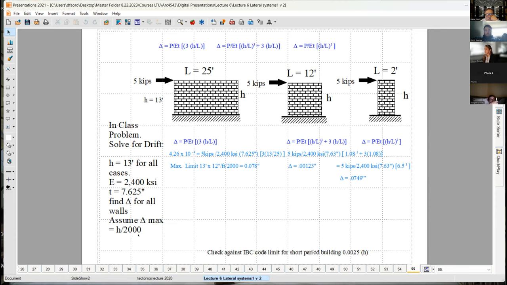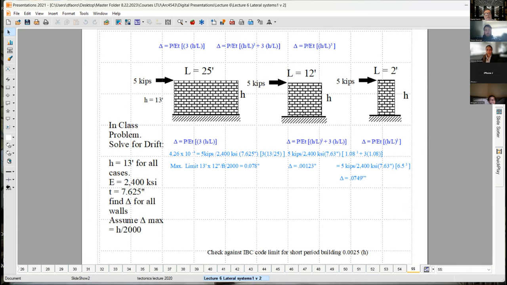And if we move to the far right-hand side, we're going to have P divided by ETH over L cubed. Working that one through, we should wind up with 0.0749 inches. So we're constantly moving. Our value here, 4.26 times 10 to the negative 4, was the smallest value. Now this one is starting to become larger. This one's even becoming larger. And you can see here on the far right-hand side, we're close to our limit. 0.078 is our limit. We're at 0.075. So there's a pretty significant shift in magnitude and drift here.